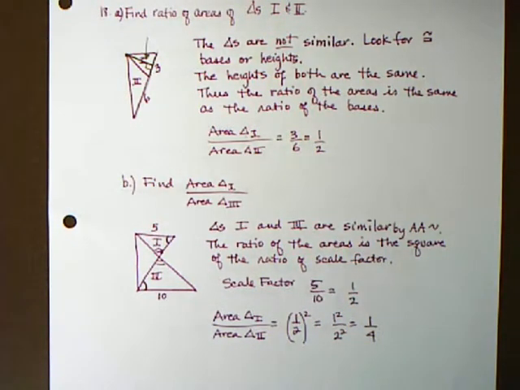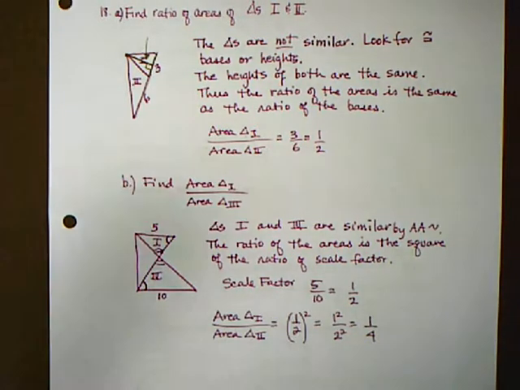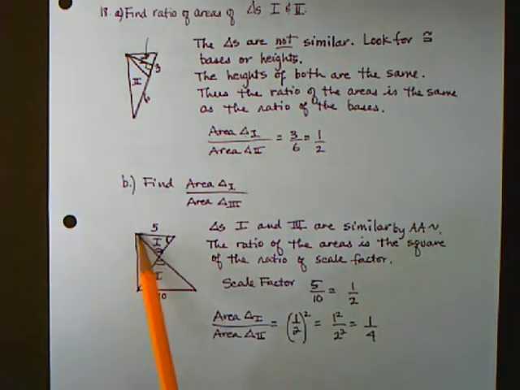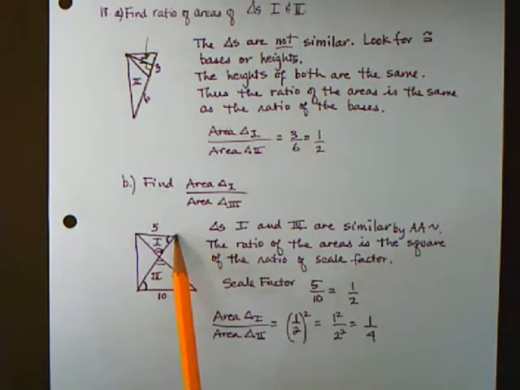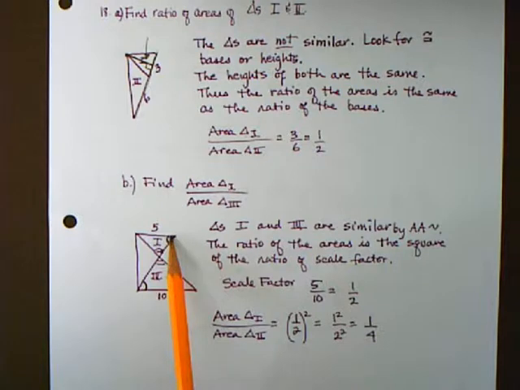So therefore, the ratio of the areas is the square of the ratio of the scale factor. So first you have to find the scale factor, and then you can compare the areas. So the scale factor, this side here, this 5 side, which is part of triangle 1, its corresponding side on triangle 3 is 10. So the scale factor is 5 to 10, which is a half.